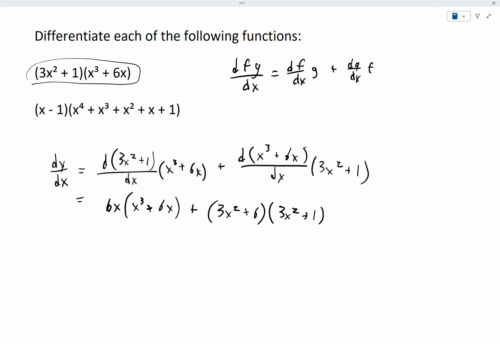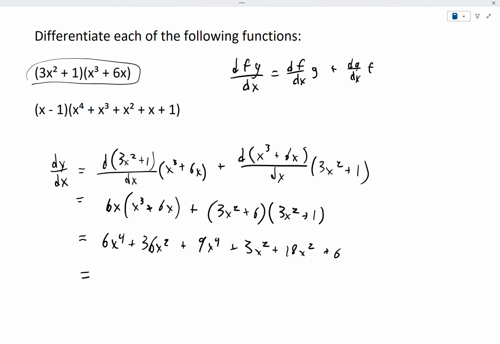So now I just need to simplify this down a little bit. And sometimes you might not even need to simplify it down, but in this case, I'll simplify it because it's pretty easy. It's just using some distributive property stuff. So this will be 6x to the fourth plus 36x squared plus, now I'm doing FOIL right here, so I get 9x to the fourth plus 3x squared plus 18x squared plus 6.